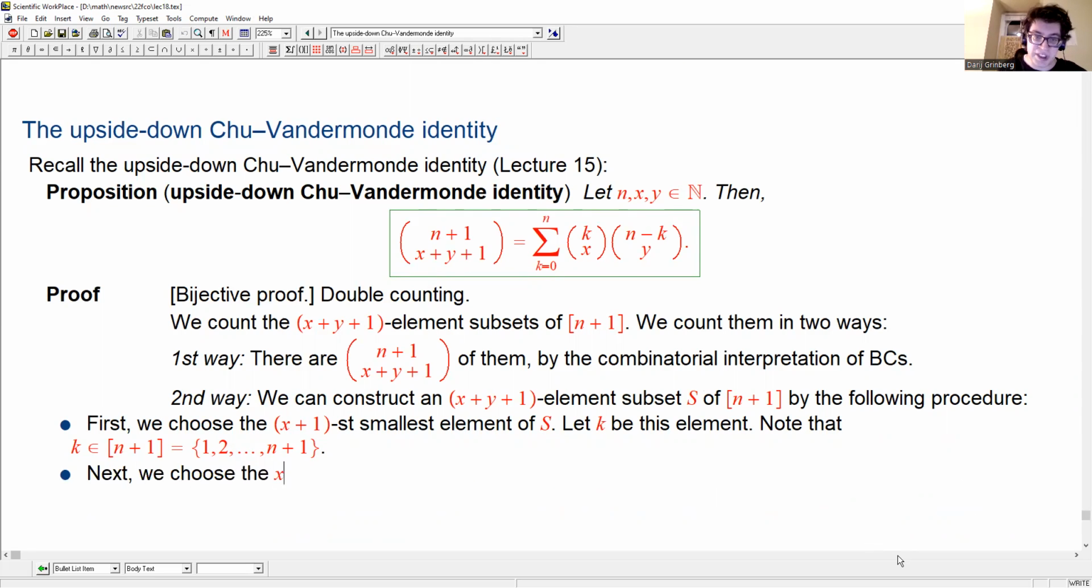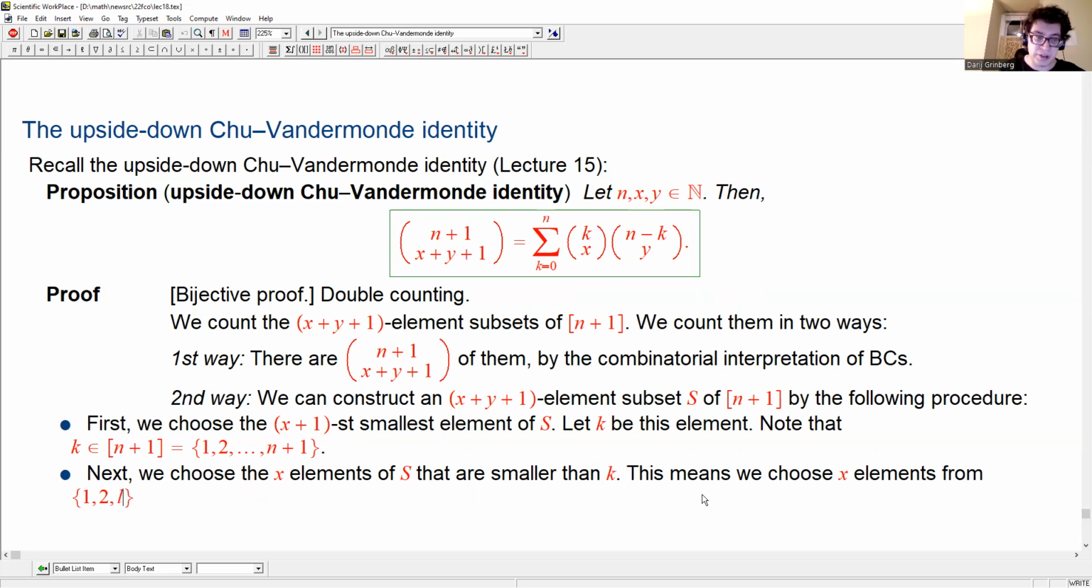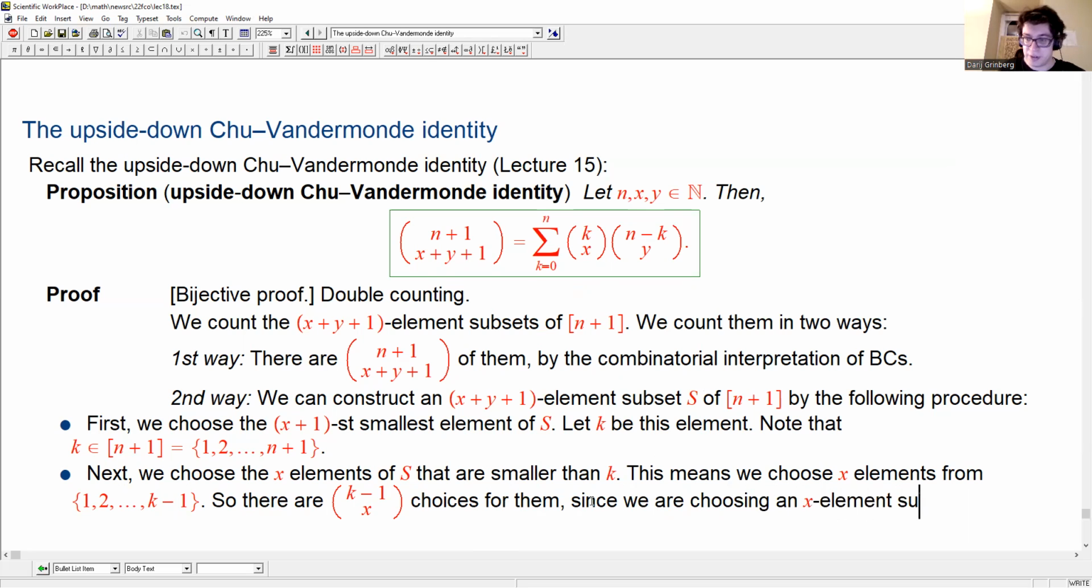Next, we choose the x elements of S that are smaller than k. Notice that because k is the x plus first smallest element of our set, there have to be exactly x elements smaller than it and exactly y elements larger than it. This is how we can get an x plus y plus 1 element subset. So we choose x elements from the set 1 dot dot dot k minus 1. Why 1 dot dot dot k minus 1? Well, because they have to be smaller than k. So there are k minus 1 choose x choices for them, because we're basically just choosing an x element subset of the set.